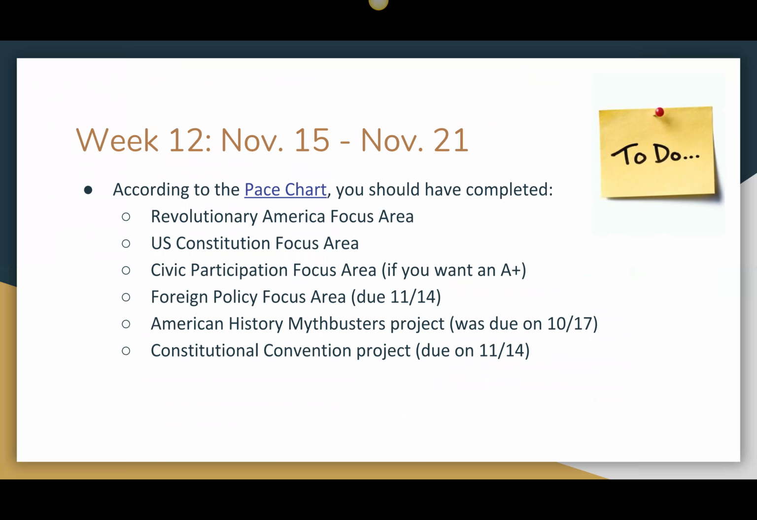Week 12 is November 15th to November 21st. According to the PACE chart, you should have completed the Revolutionary America focus area, the U.S. Constitution focus area, and then if you would like an A+ in the course, you need to do the additional focus areas as well. And the only one assigned so far was the civic participation focus area. The third focus area for a grade that is required is due tomorrow, the 14th, and that is the foreign policy focus area. We also have the American History Mythbusters project that was due on October 17th, and the Constitutional Convention project, which is due on the 14th.